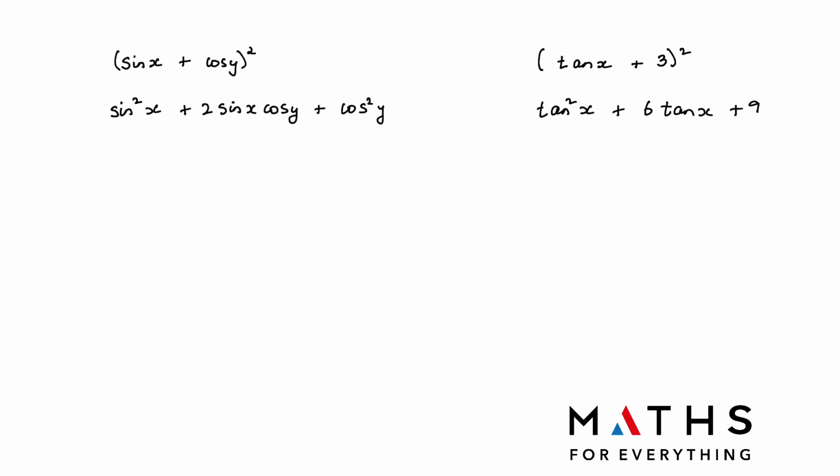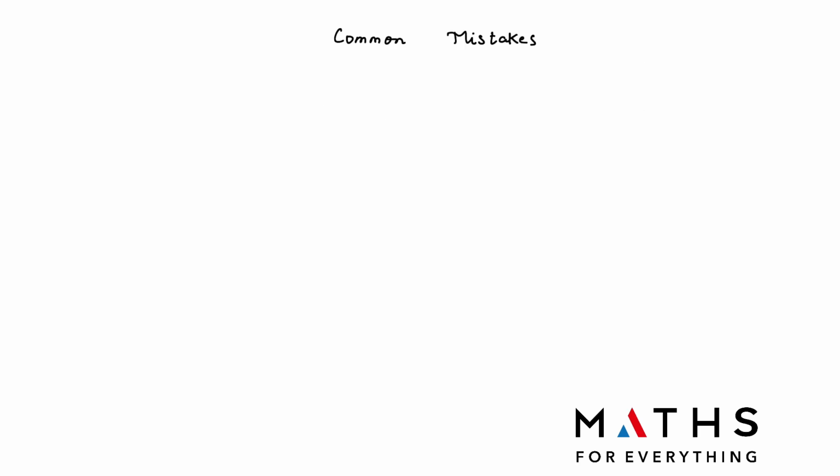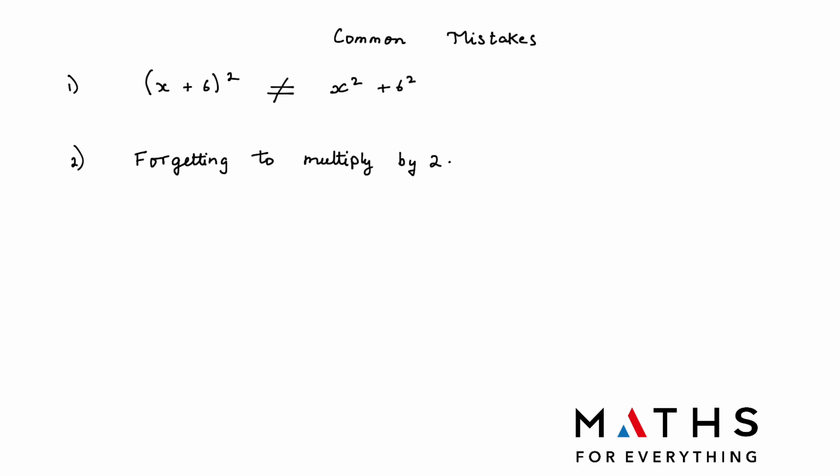Now let's focus on some common mistakes. The first mistake: (x + 6)² is not equal to x² + 6². Very important to keep in mind. The second is forgetting to multiply a and b by 2. For example, (3 + a)² is not equal to 9 + 3a + a². Here we were supposed to multiply by 2.